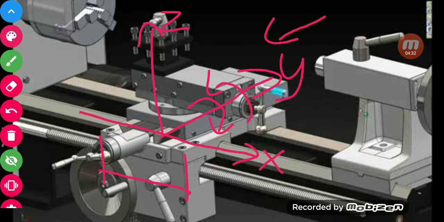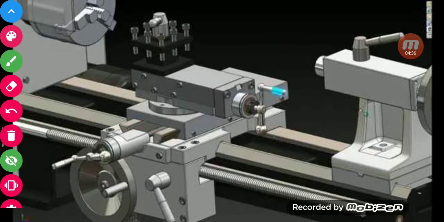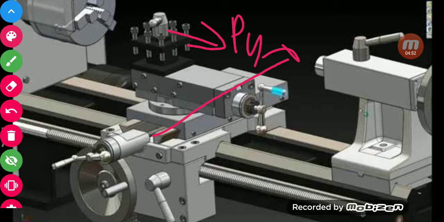Okay, so having understood this, now let us see what are those forces that actually act about the y-axis. So the first thing that we see here is the force which is Py. Okay, this force Py acts at a certain distance, and that distance is h. So Py multiplied by h is the first component.